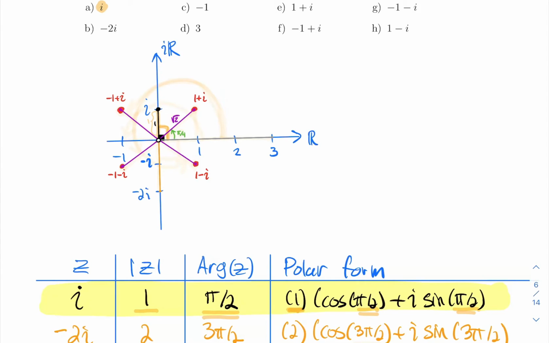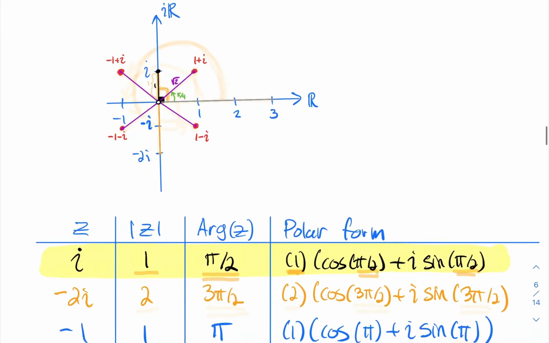So the polar form for i is 1 times open bracket cos pi over 2 plus i sine of pi over 2. Let's do some other examples. So for example, what's the polar form of minus 2i? First, you need to compute how far it is from the origin. Well, it's 2 units away from the origin.